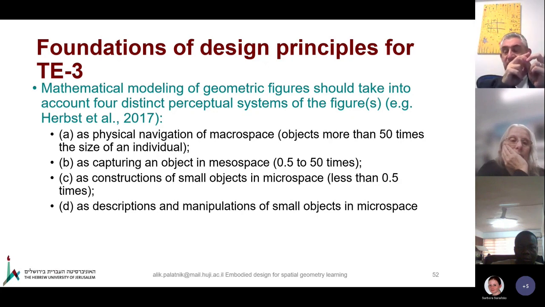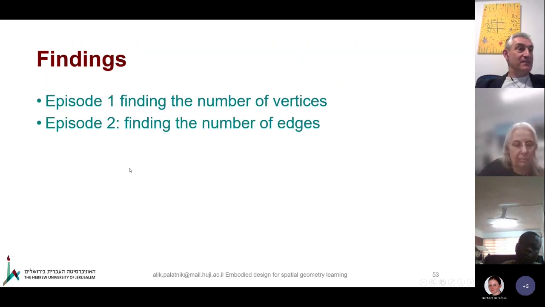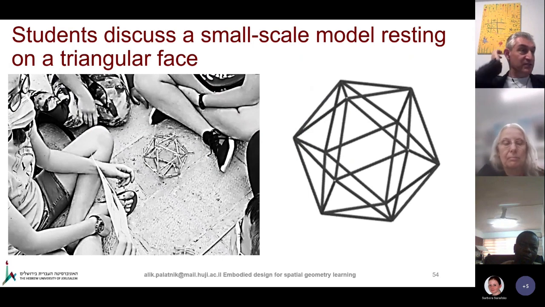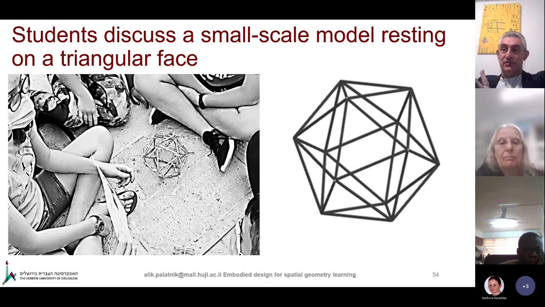So here, this activity is playing with two perceptual systems of the figure. One, human size, even more, almost 2 times bigger than human size, as you will see, and something in microspace. Okay. So here I display this. Now I'm focusing on what is happening after they create it, because in the previous example, I showed how they constructed and how they introduced them.